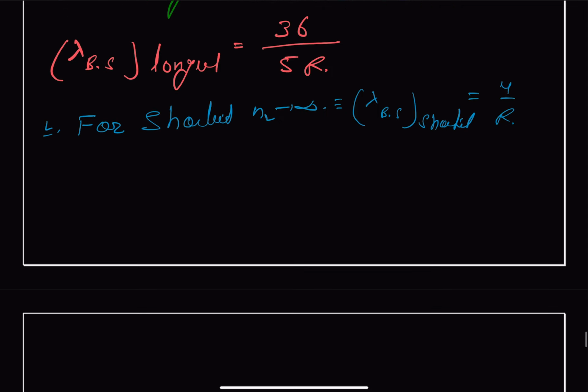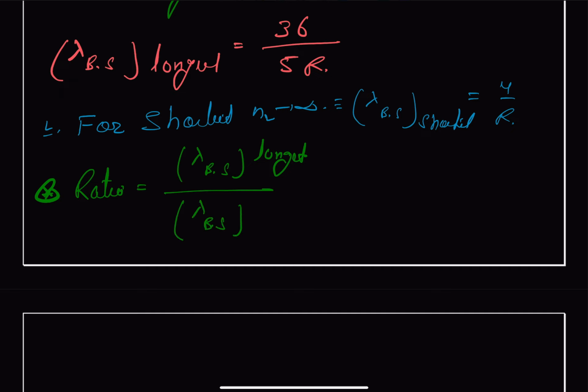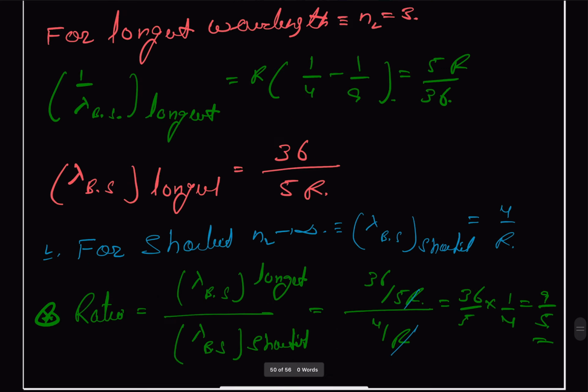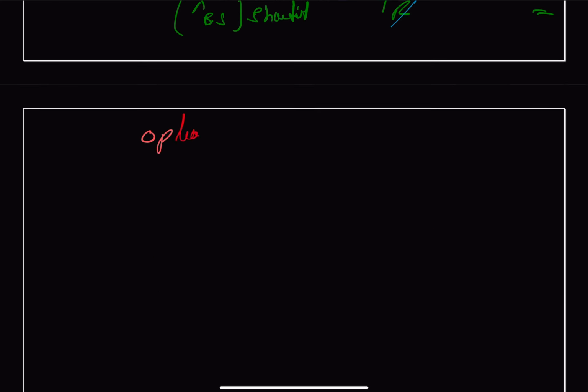We can just find out the ratio now. So we have lambda Balmer series longest over lambda Balmer series shortest, which will be equal to 36 upon 5R and 4 upon R. R and R go away, and we get 36 upon 5 multiplied by 1 upon 4, and this gives us 9 upon 5. So option A is correct.